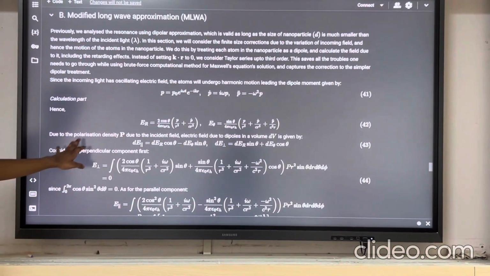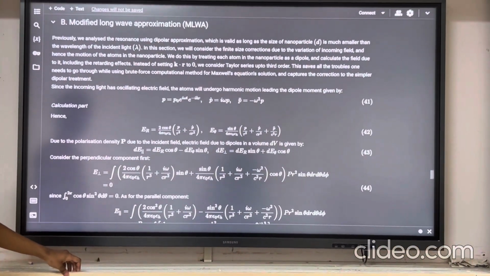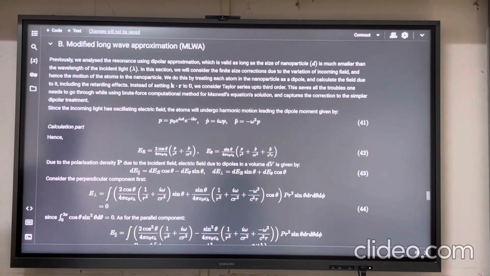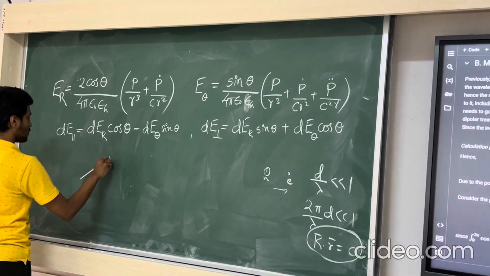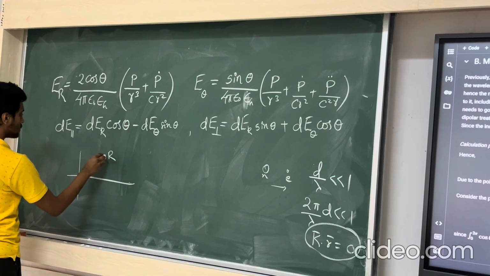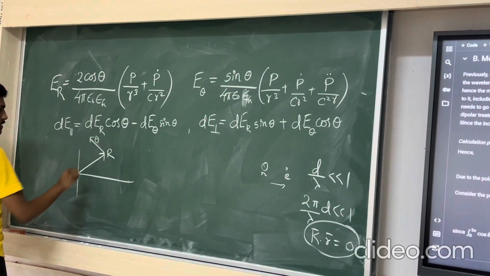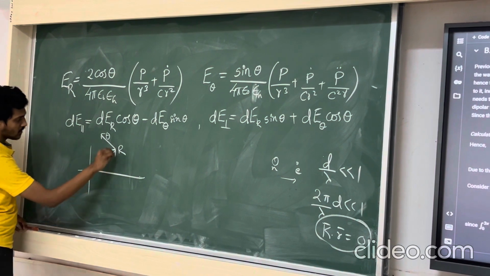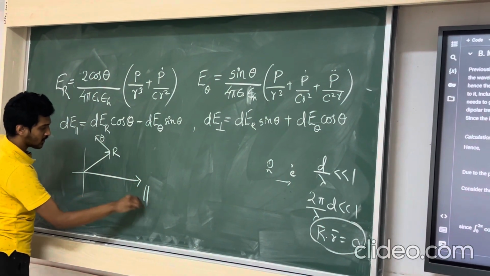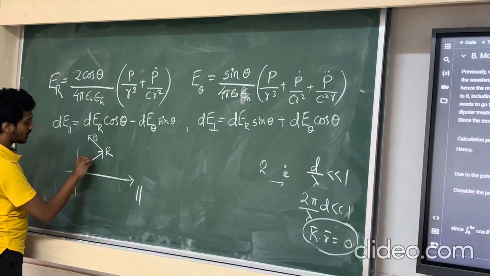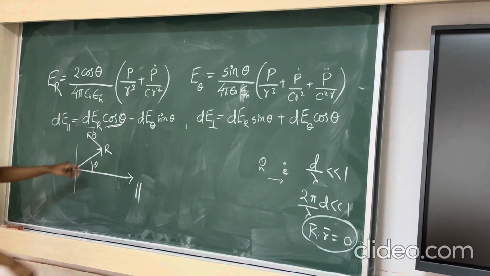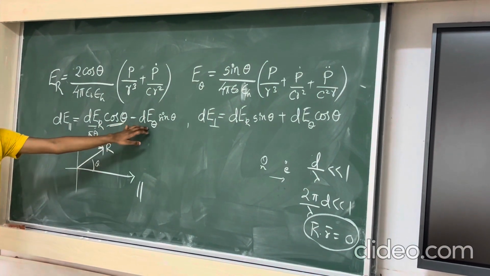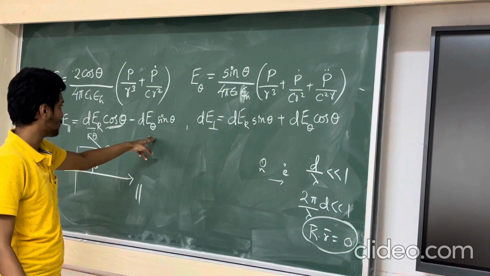And due to the polarization density P, due to the incident field, the electric field in a volume dV is given by these expressions. So basically, if this is your radial direction in polar coordinates, this is the theta direction. So the parallel component, that is along this axis, will be the cos theta part, the dE_r cos theta, minus the theta component, the sine of theta component.